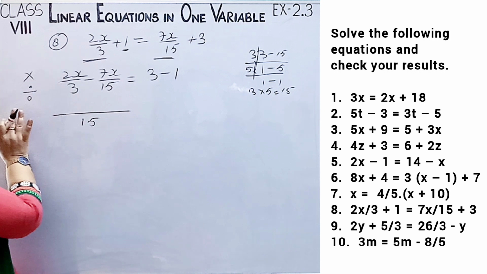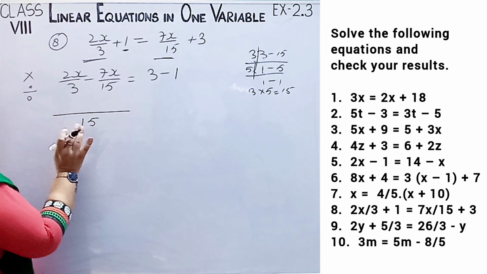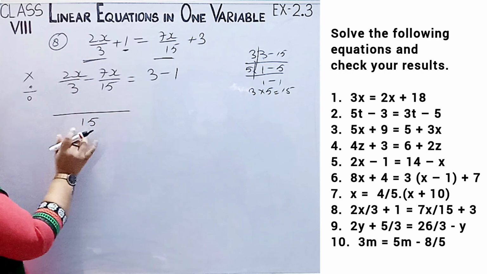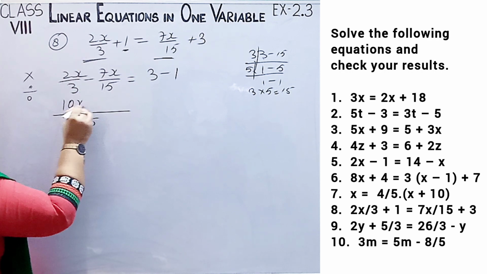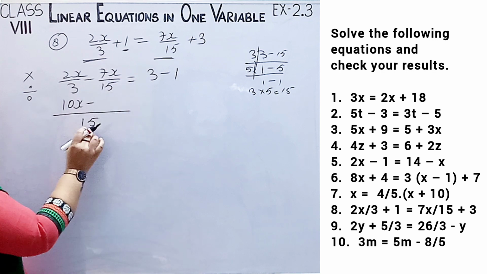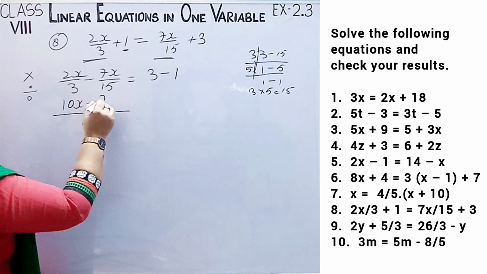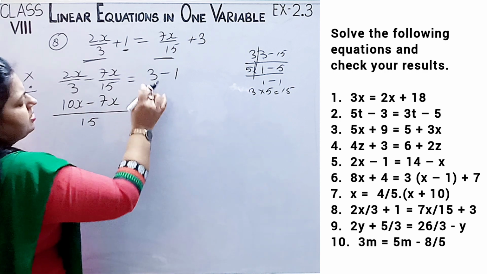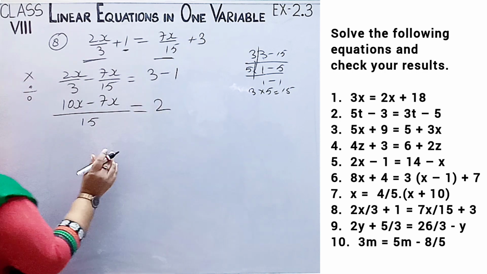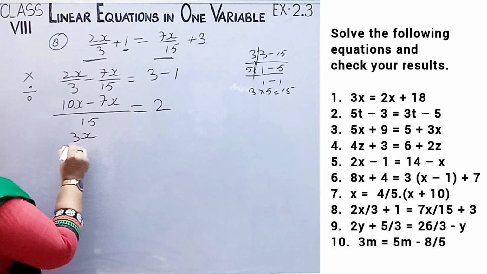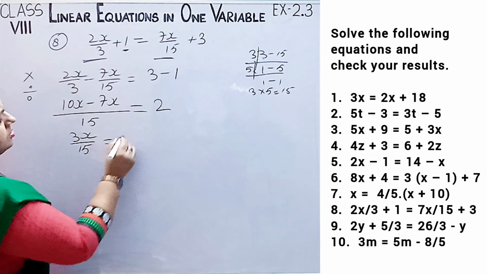We already learnt this in class 6. So we divide 15 by 3, we get 5, multiply with 2x, 5 2s are 10x. Same here, 15 divided by 15, we get 1. 1 will be multiplied with 7x, the answer is 7x. Equal to 3 minus 1, we get 2. Here 10x minus 7x, we get 3x upon 15 equal to 2.